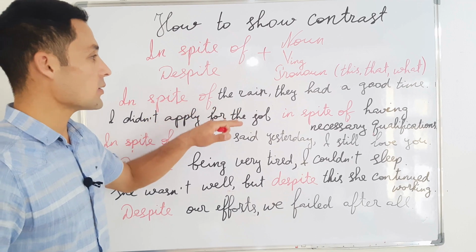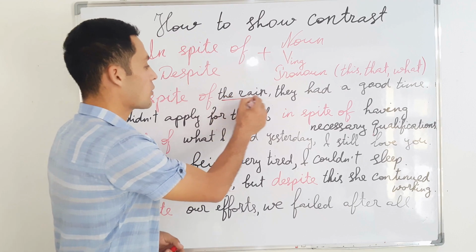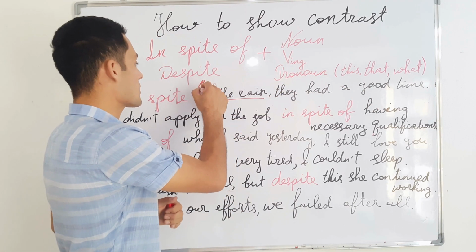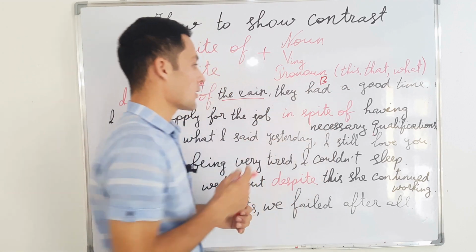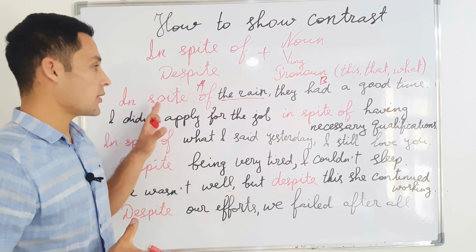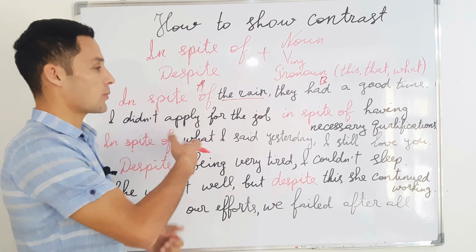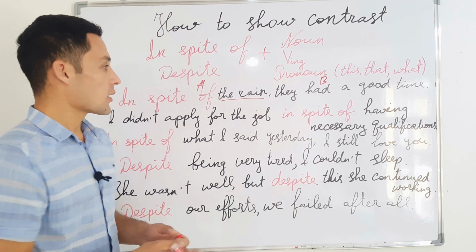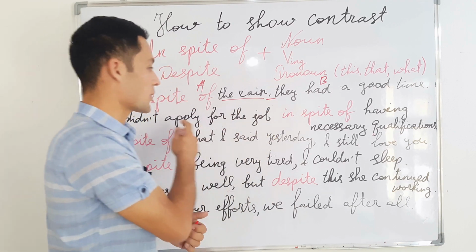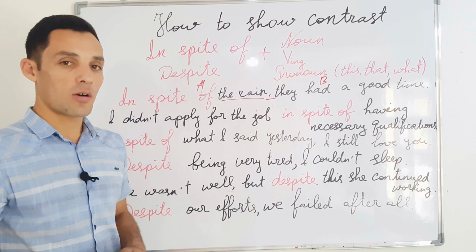"In spite of the rain, they had a good time." You see, we have in spite of plus a noun phrase, and we have another sentence, so let's say A point and B point. We have opposing ideas. We connect these 2, A and B, with in spite of plus a noun phrase. So if in spite of is used in the first position, we separate it with a comma.